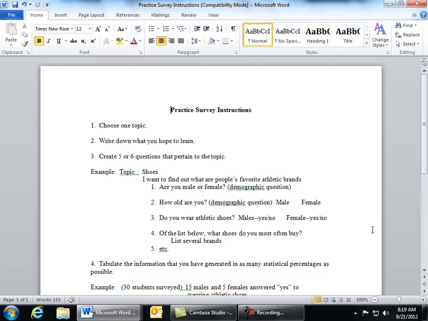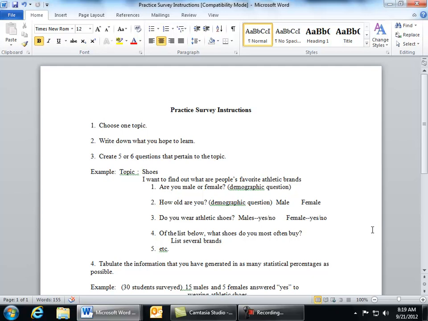The topic here is shoes. Any female's dream, of course, is shoes. And of course, I can't say that men don't like shoes either. So this might actually be a pretty good topic. I want to find out what people's favorite athletic brands are. Mine, personally, Asics. Usually most days you'll find them on my feet.